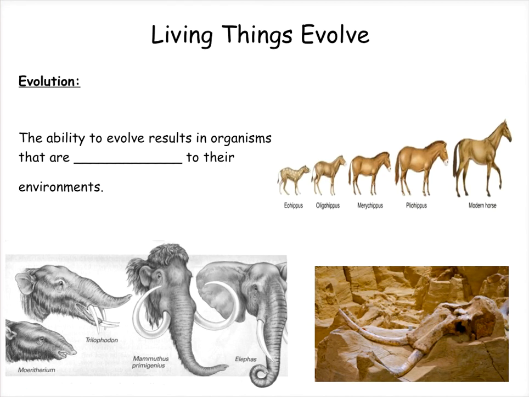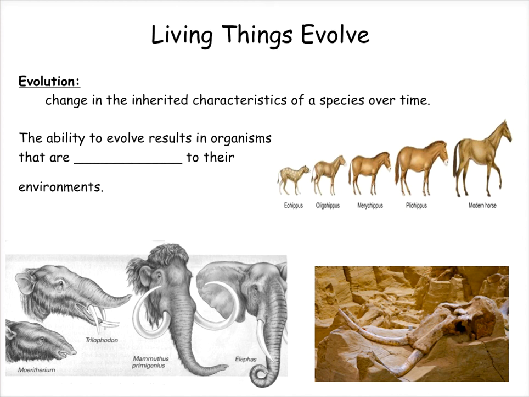Finally, the eighth characteristic of life is that living things evolve. Evolution is the change in the inherited characteristics of a species over time. You can see here from the sequences of ancestral organisms related to our modern horse and modern elephant that the species that exist today did not always exist, but evolved slowly over time.